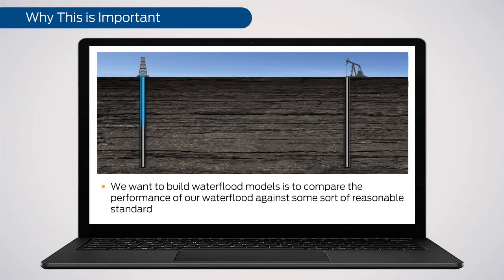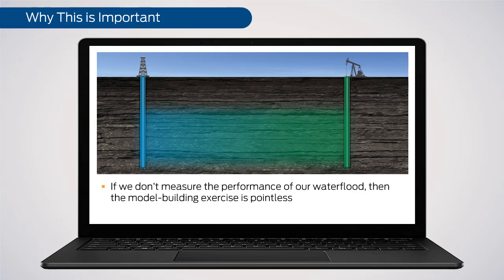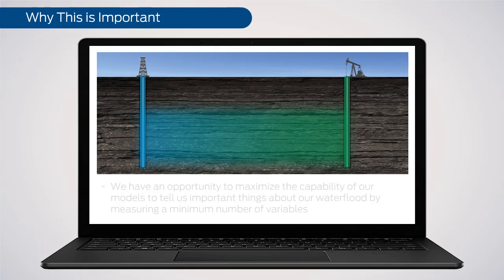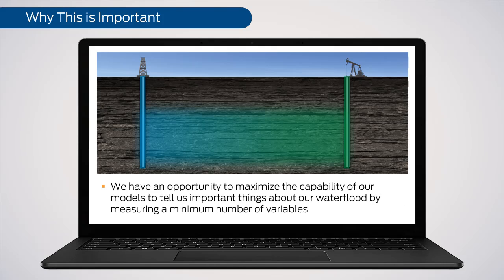We want to build waterflood models to compare the performance of our waterflood against some sort of reasonable standard. If we don't measure the performance of our waterflood, then the model building exercise is pointless. We have an opportunity to maximize the capability of our models to tell us important things about our waterflood by measuring a minimum number of variables. The ones that are included in this minimum are chosen by a trade-off between usefulness and cost.